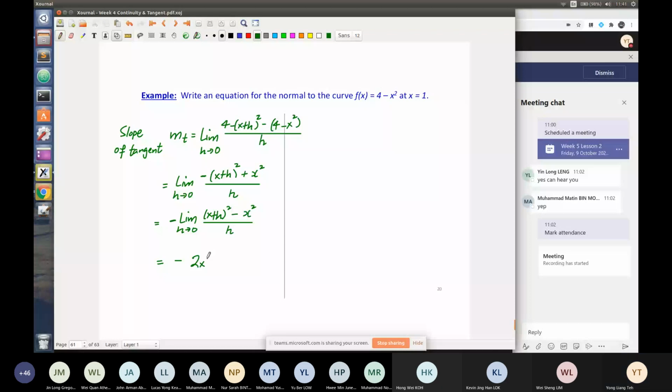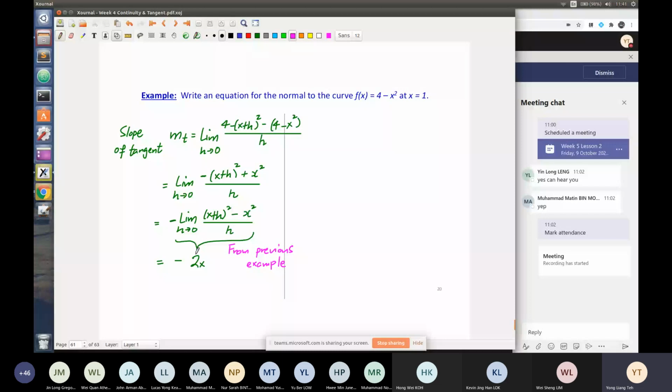So therefore, let me just put a note here. This is from the previous example. Questions? You get minus 2x here? Okay, so I hope this is clear. If not, you can expand out and then you will still get the same result.